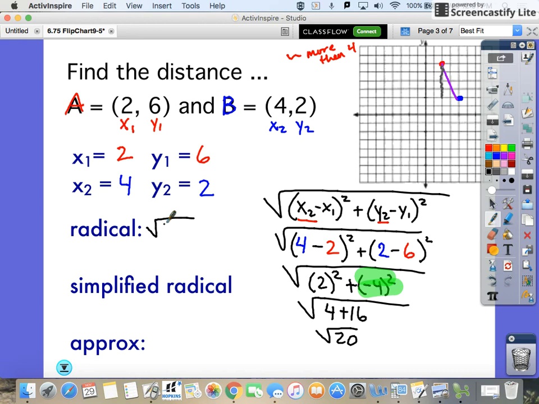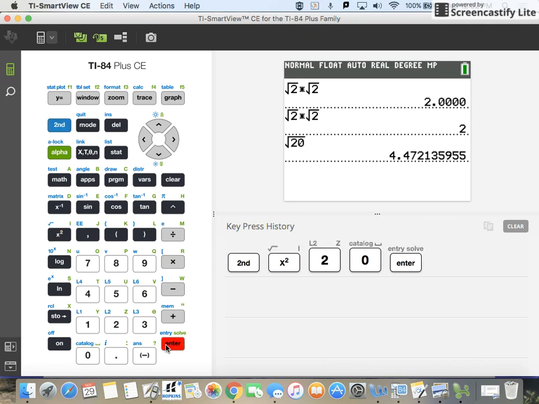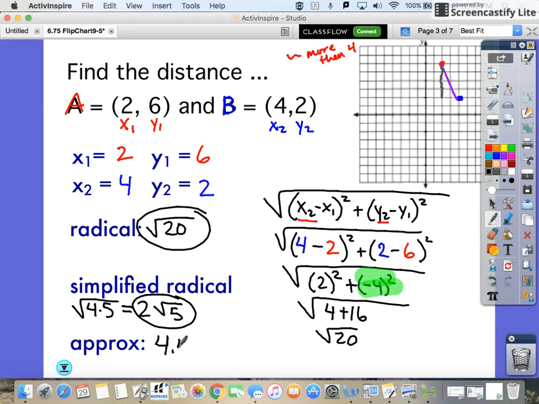So the square root of 20 is the radical. That's the distance. The simplified radical is what we have been doing. So it'd be 4 times 5, which means it's 2 root 5. And then the approximation is how much is the square root of 20. So second square root 20 is 4.47. Now if you look back to what we said at the very beginning, it should be a little more than 4, and it is a little bit more than 4.